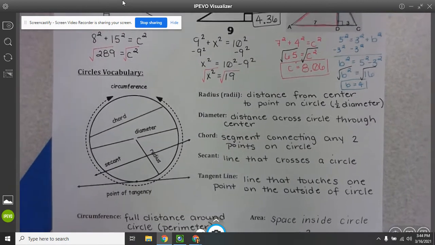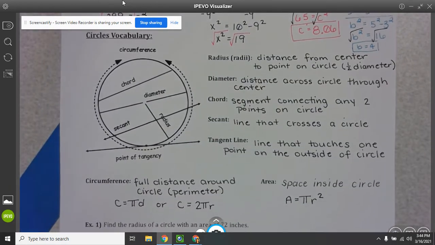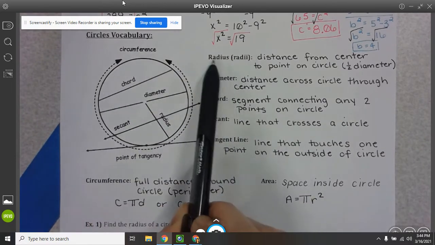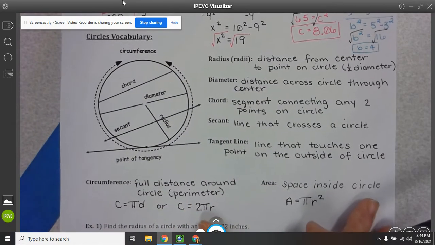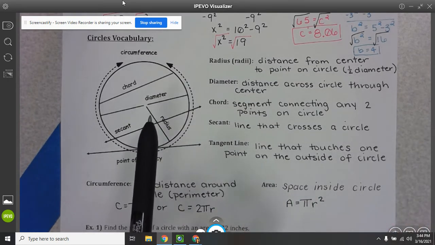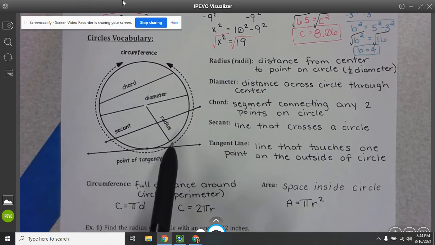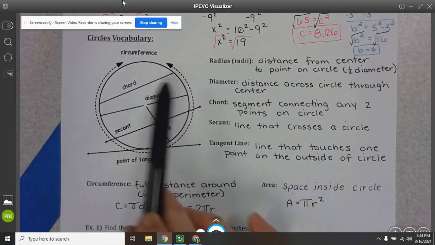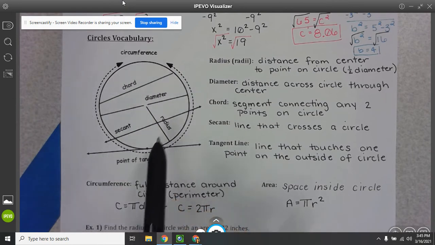And I'm going to zoom out here a little bit so you can see everything at once. All right, so using this picture here, the radii, or a radius, depending on if you have multiple or just one, we know that that's from the center to a point on the outside of the circle. It can be any point on the outside of the circle. The radius is always going to be the same.